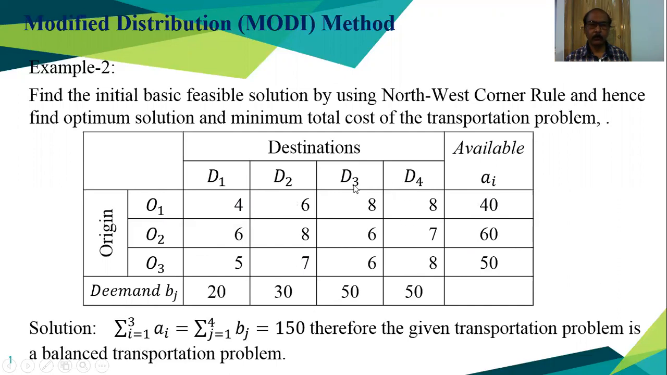Solution. First we have to check whether it is a balanced or unbalanced transportation problem. Sum of availabilities, summation of ai for i equal to 1 to 3, is equal to summation of bj for j equal to 1 to 4, is equal to 150. So both values are 150, so this is a balanced transportation problem. Since it is balanced, we can use the northwest corner rule to find the initial basic feasible solution.